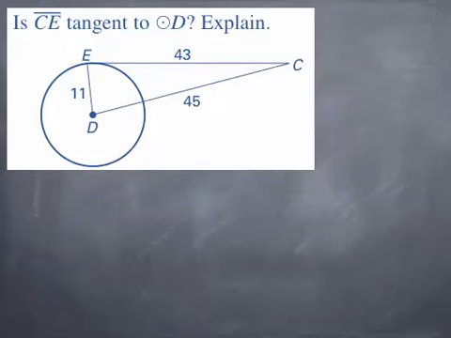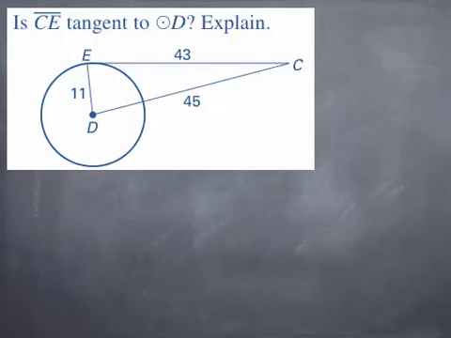This first example says, is CE tangent to circle D? And explain. Notice we have a tangent line, or what we think is a tangent line. We're not quite sure, CE. But notice that they tell us that the radius is 11, and then they also give us this segment DC is 45.